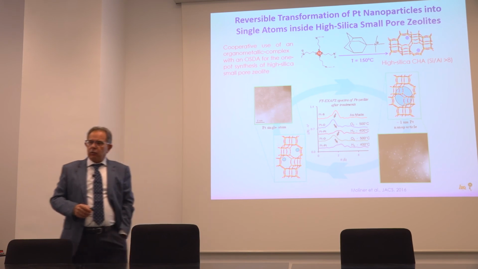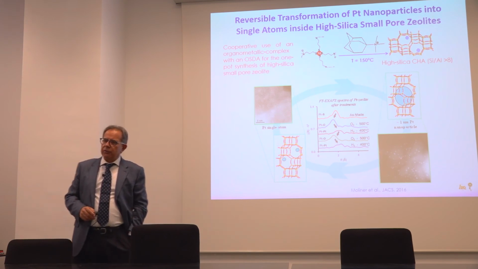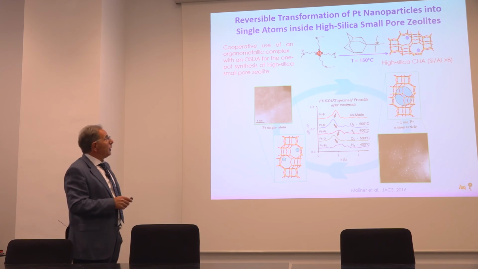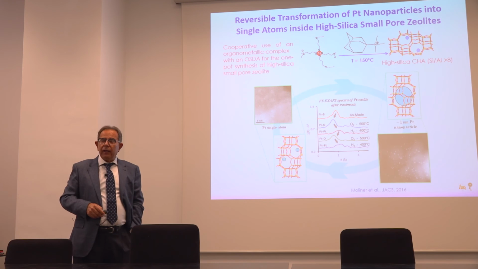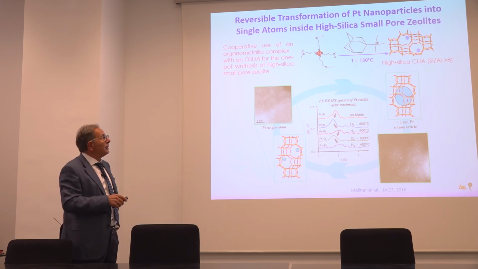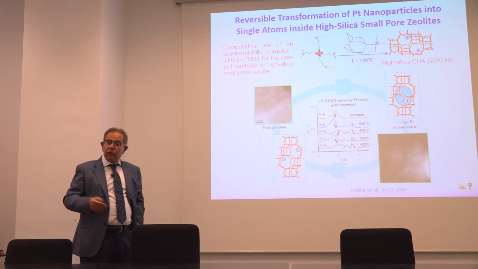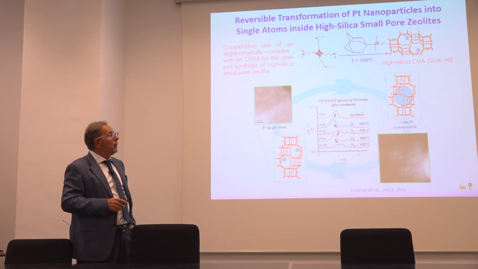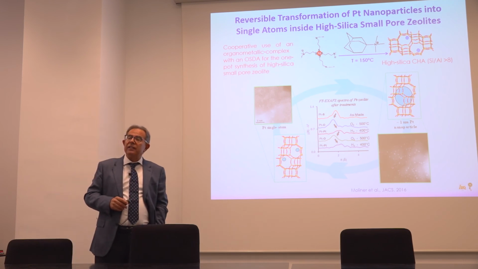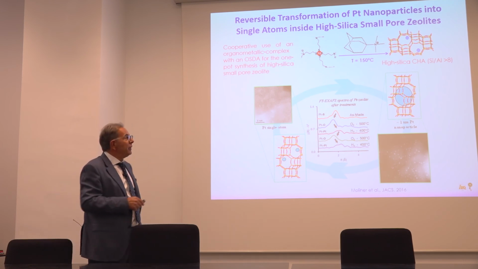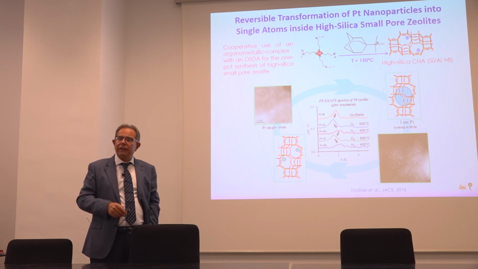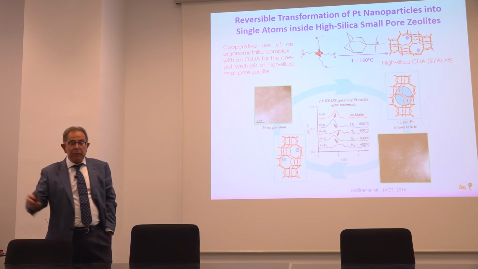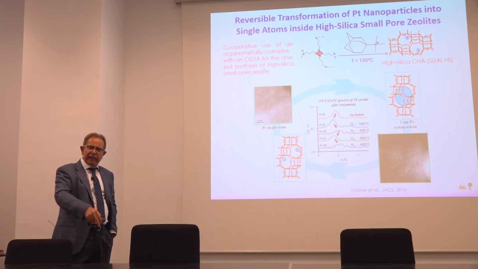We wanted single atoms. How can we make single atoms in our zeolite? We took chabazite. We started here with nanoparticles, and we made the material, and we obtained the nanoparticles in the zeolite, but when we calcined in oxygen at 600 degrees, what we saw in the zeolite were single atoms. We had single atoms of platinum. We see it by microscopy, and we see it also by EXAFS.